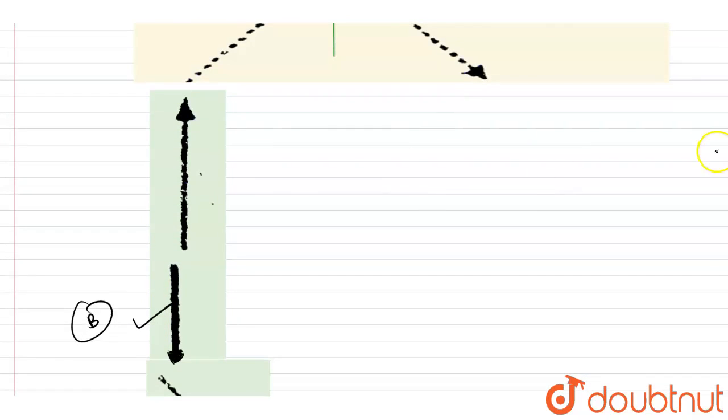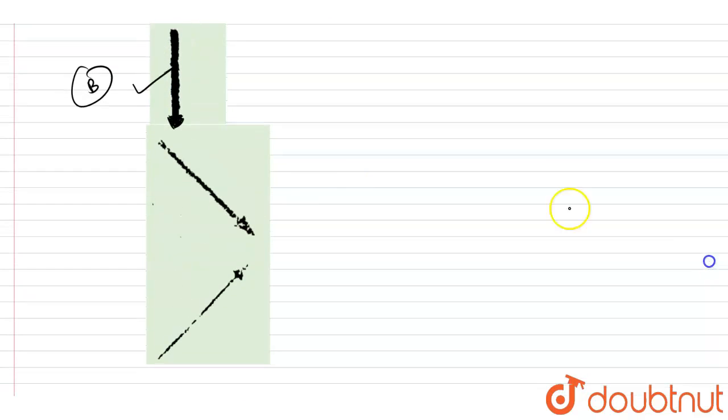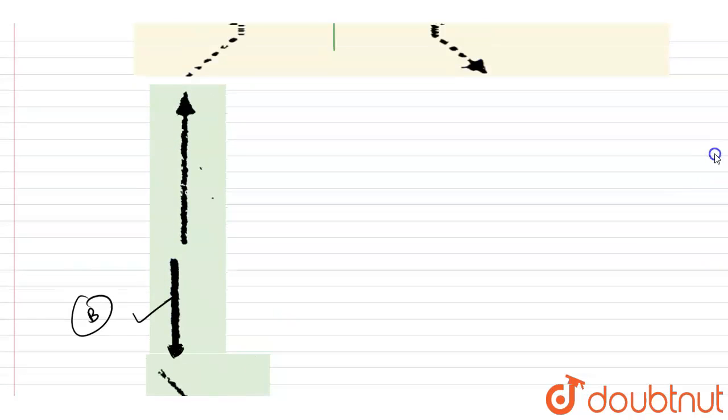And you can also see A is the direction of impulse that is acting on this B ball, and these two are random directions. So B will be the correct one.